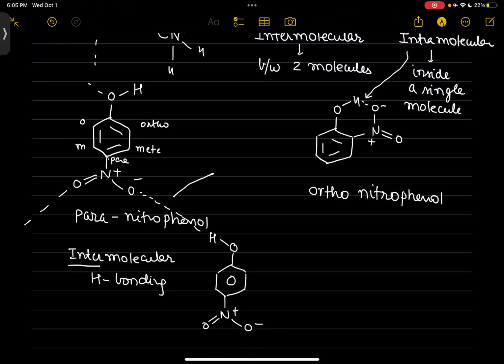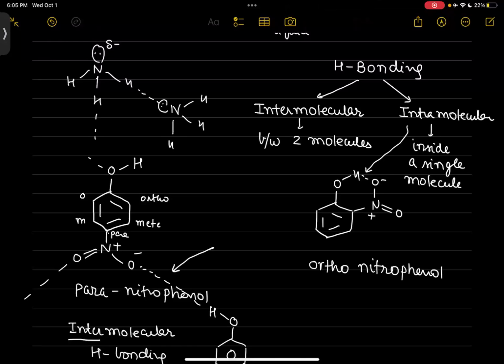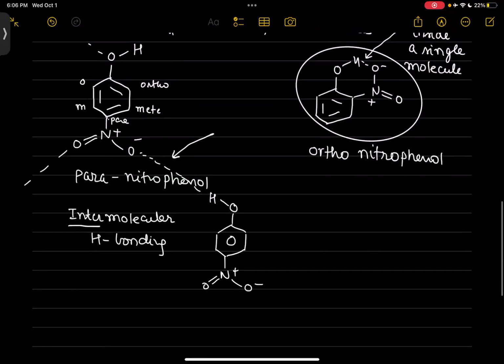This hydrogen bond is not within a molecule like it is found here. Can you see? This is an example of intra. The OH is interacting within its molecule with NO2 because that was adjacent to it. But in this case, the position is such that it will not allow intramolecular bonding. That will allow intermolecular bonding between different molecules. Okay, is it clear to everyone?